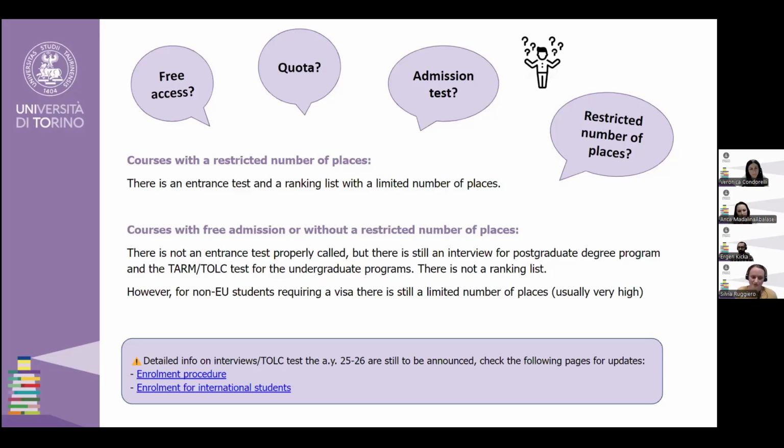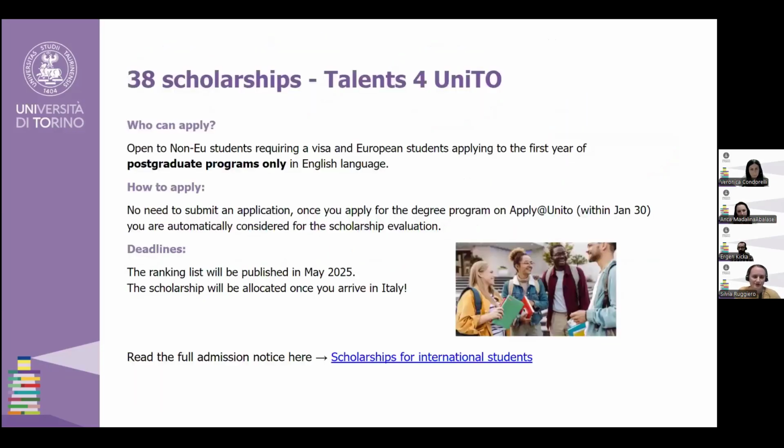So we invite you to keep checking those pages for more information that will be updated maybe at the beginning of spring. I'm also coming to the end of my presentation, so just one new initiative we wanted to introduce to you. From this year, the university is going to award 38 scholarships to the most talented students who submit their application. This is a scholarship based only on merit and not on the financial situation of the student.